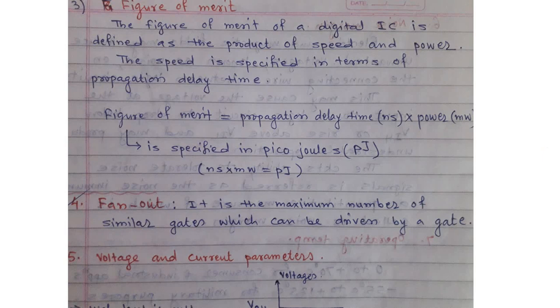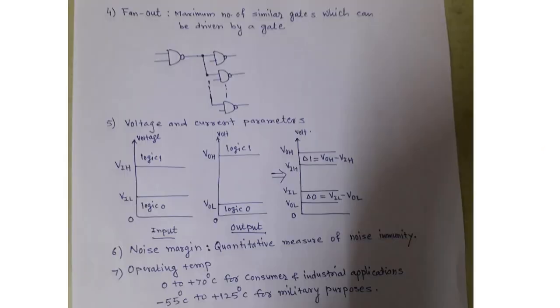Next parameter is fan out. The definition is the maximum number of similar gates which can be driven by a gate. For example, if you take a NAND gate, the output of this NAND gate can drive some maximum number of the same NAND gates. That number is called the fan out.